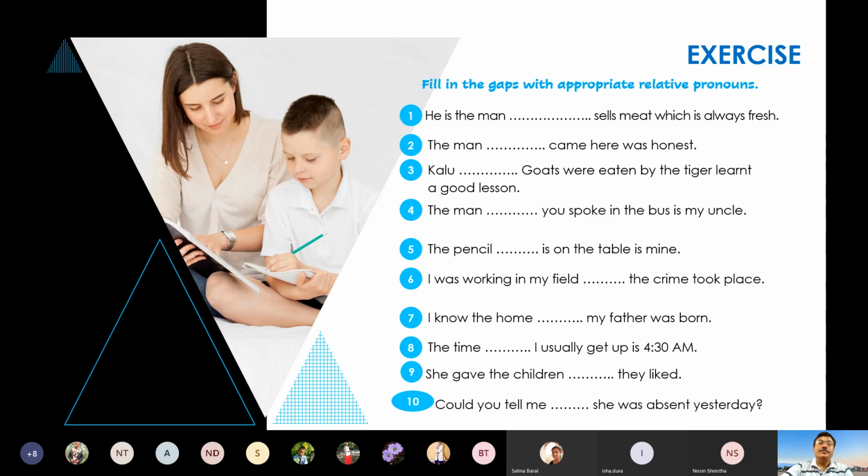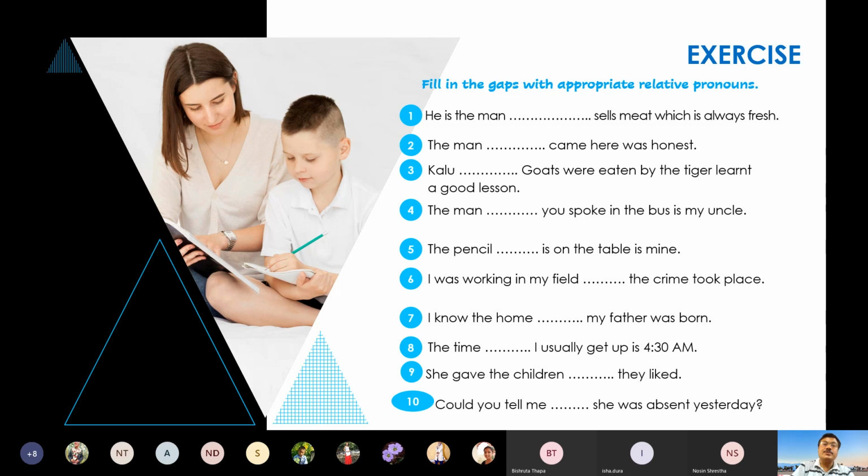Okay. The man whom you spoke to in the bus is my uncle. The pencil which is on the table is mine. So somebody is trying to do something.